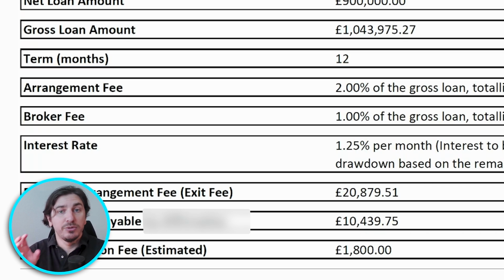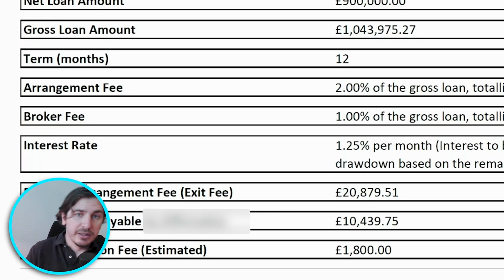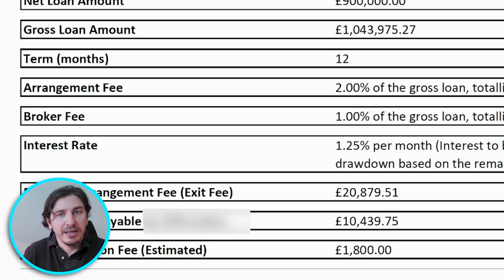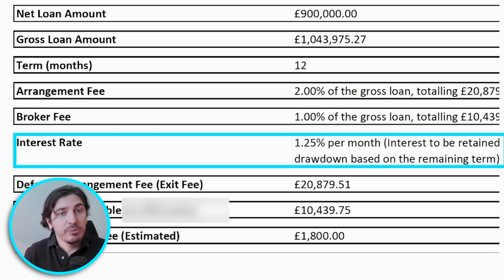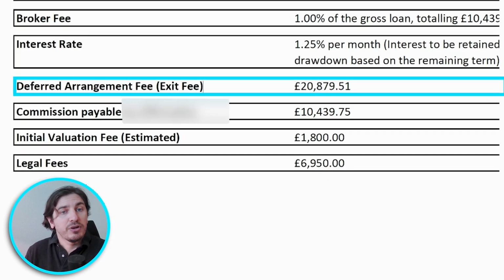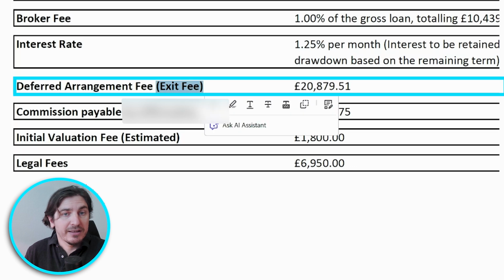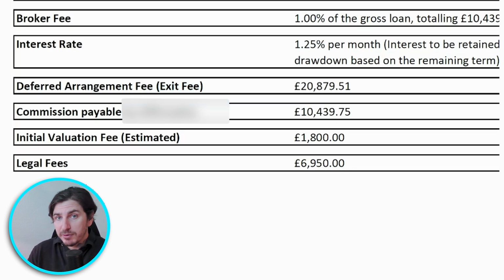Within that is included the 12 months worth of interest, the 2% arrangement fee, the 1% broker fee, which are here and here, and they've got a clear indication of what each of those would look like. And here we've got the interest rate, which is 1.25% per month, and this interest will be retained, i.e. deducted from each drawdown based on the remaining term. Then they've got a deferred arrangement fee, more commonly known as the exit fee. This is a 2%, very quickly looking at those, which is a relatively hefty exit fee, but it does allow the company to offer a cheaper rate because they stack their profit on the back end.